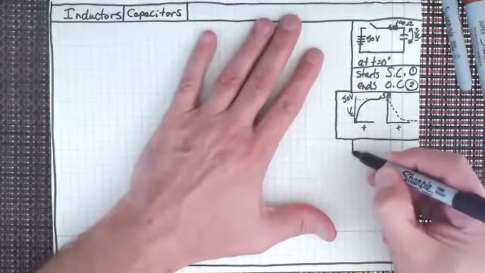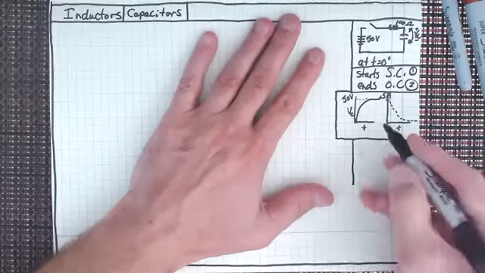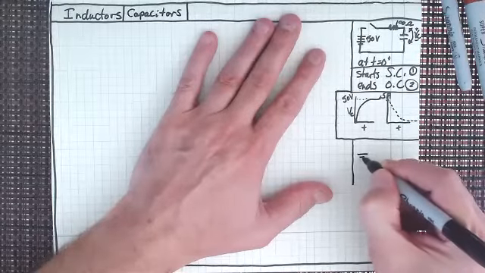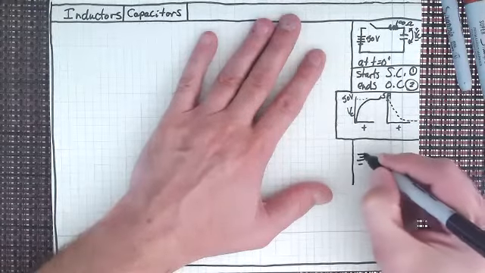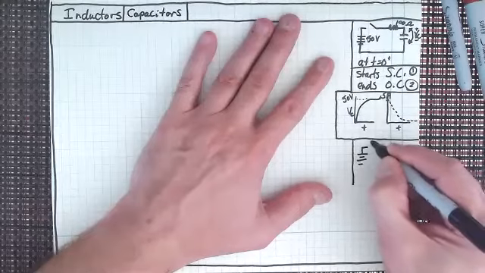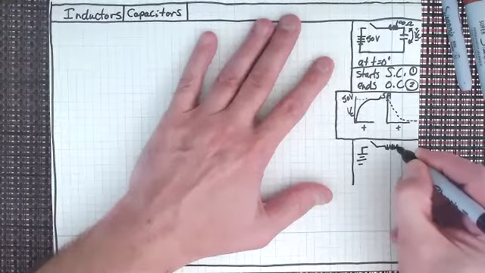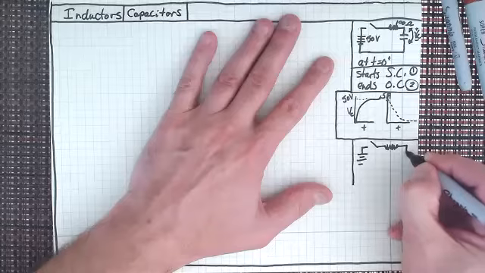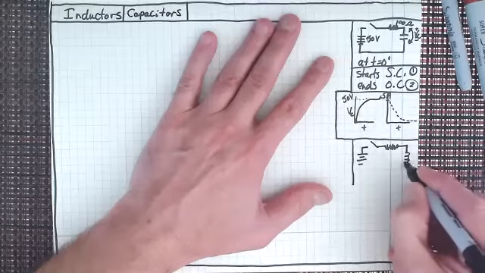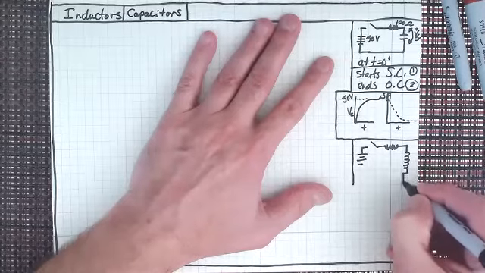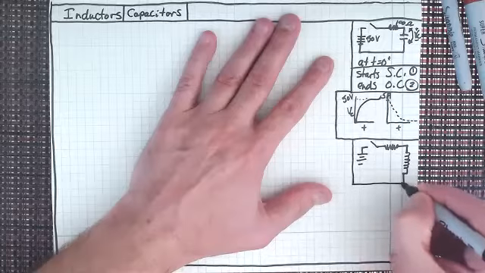Let's look at that same circuit, but instead, I've still got my 50 volt power supply. I've still got my switch, and I've still got my resistor that's a 100 ohm resistor, but now I'm going to put it through an inductor, right?